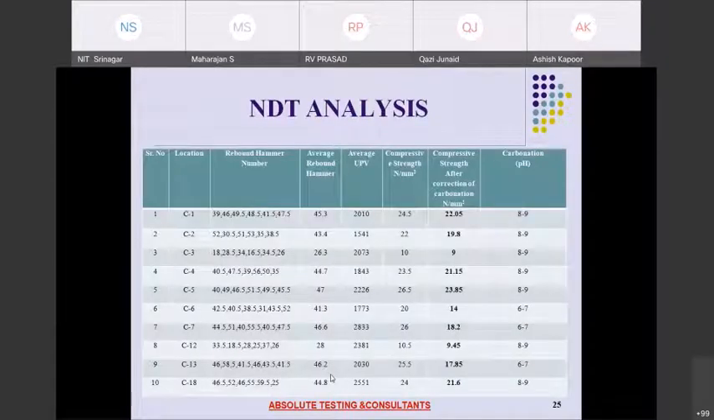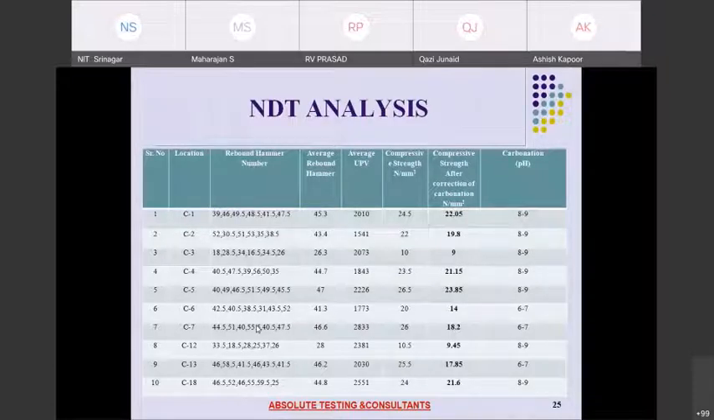So this is the NDT analysis. You can see C1, C2, C3 are the locations which I have initially shown in the plan. We got the rebound hammer value. Based on the rebound hammer, the fourth row is for the average rebound value. Then the average ultrasonic pulse velocity value is there. We got the compressive strength. Based on the pH, we applied the correction factor, and this is the final compressive strength.